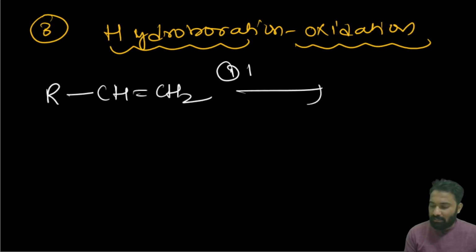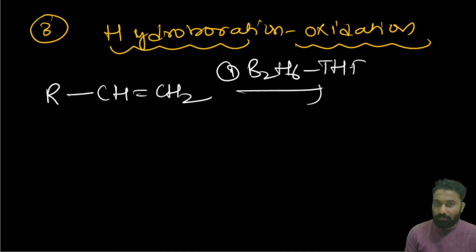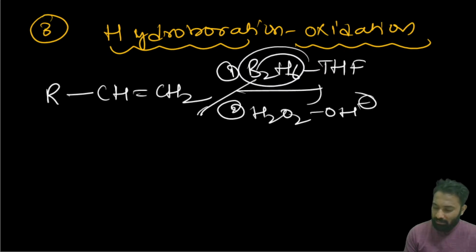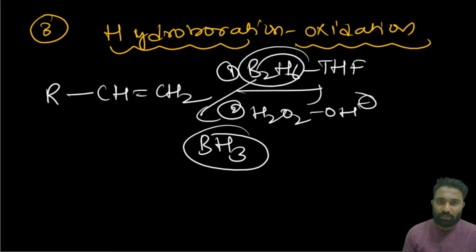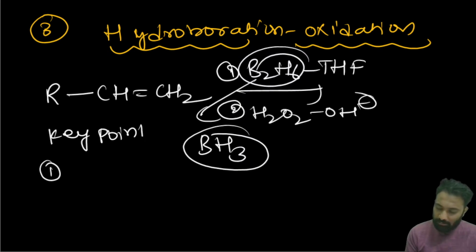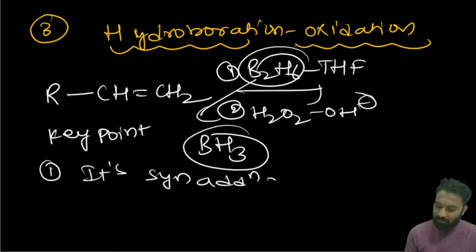Whenever you see diborane B2H6 in the presence of tetrahydrofuran, in the presence of H2O2 and in the presence of base, this diborane they will give you in this manner also, BH3. You should not get confused, both are the same only. And here the one very key point you have to remember is, it is a syn addition reaction.